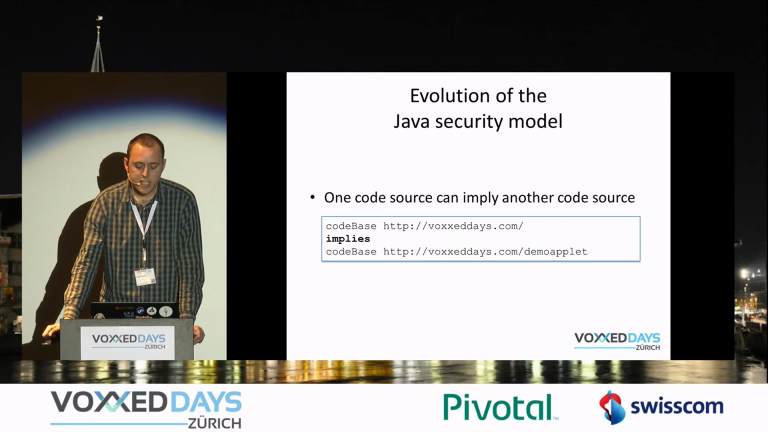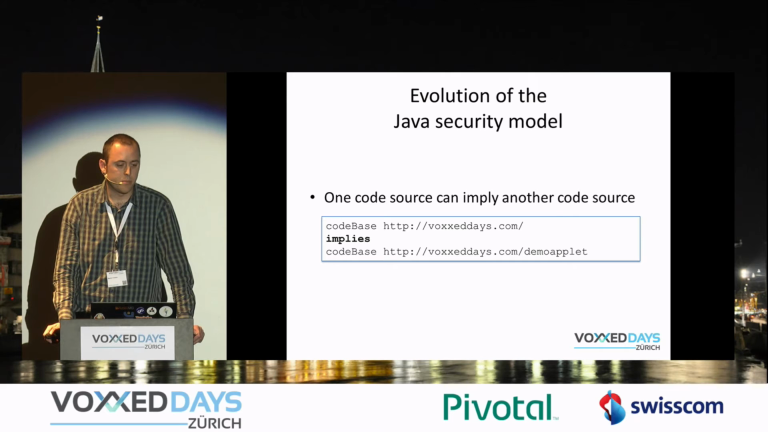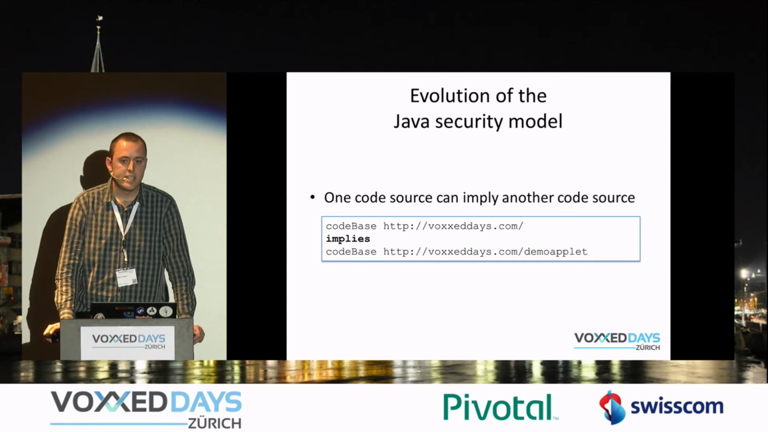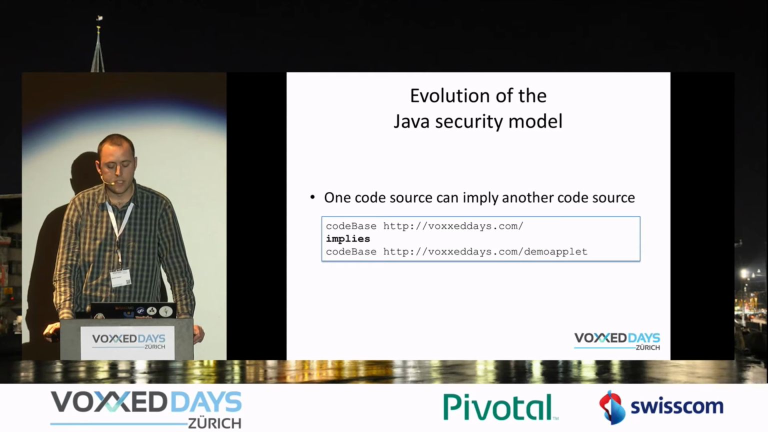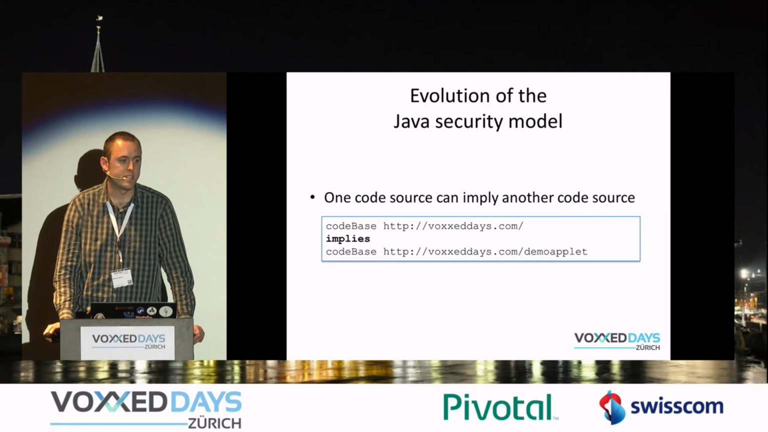And another interesting thing is that also the location of where the applets are being loaded from implies another location. So for example, if we specify permissions for all applets that are loaded from voxxed.com, from that website, this effectively means that all of these permissions apply for all of the applets that are loaded from the voxxed.com/demoapplet website. Unless, of course, you decide to override those set of permissions.